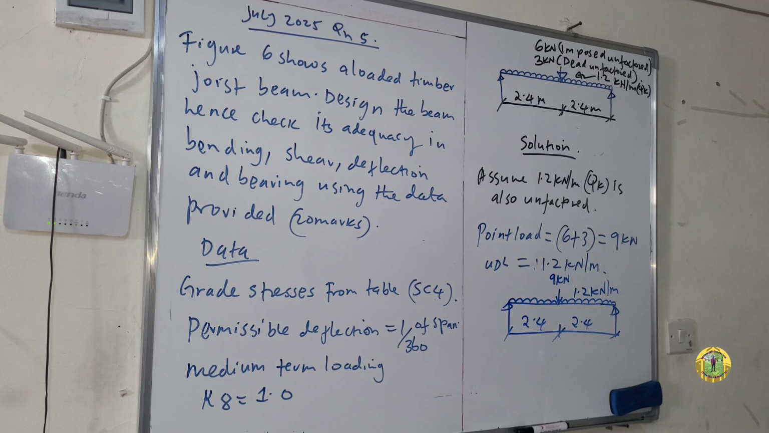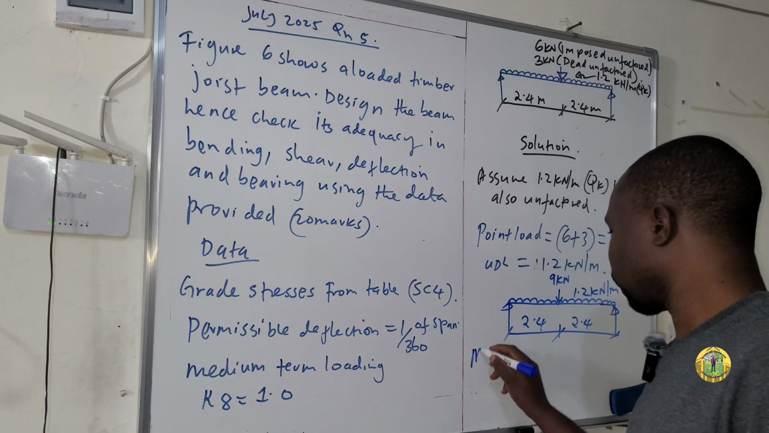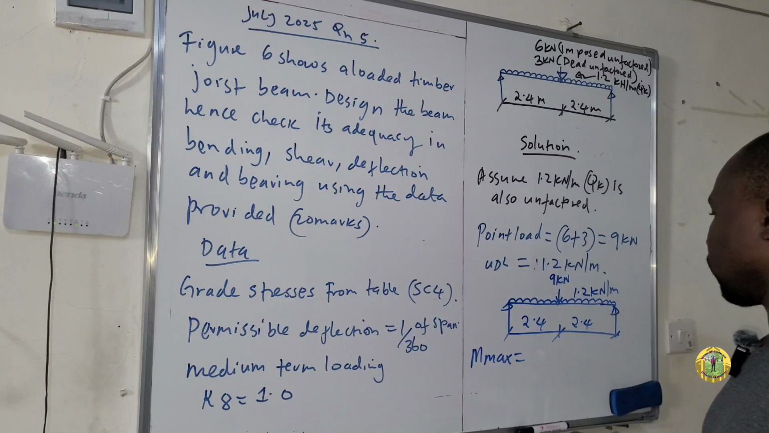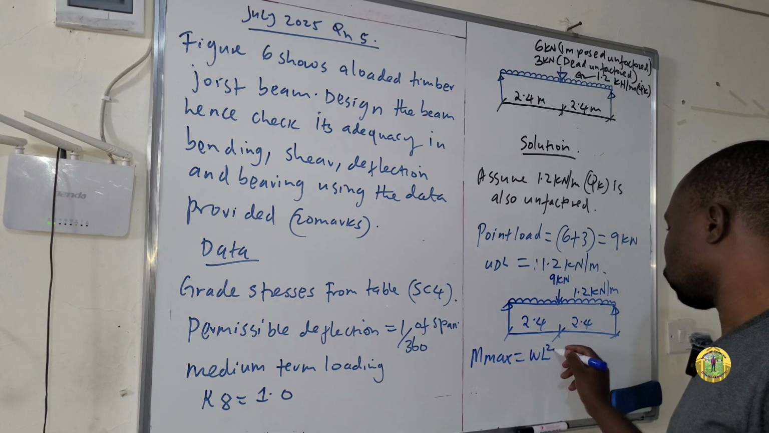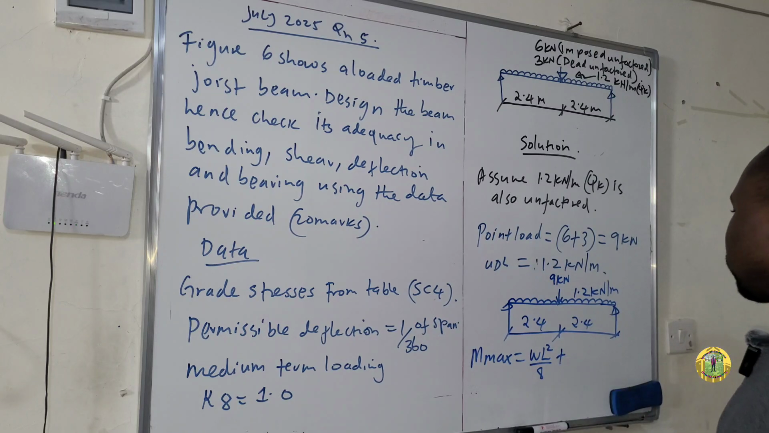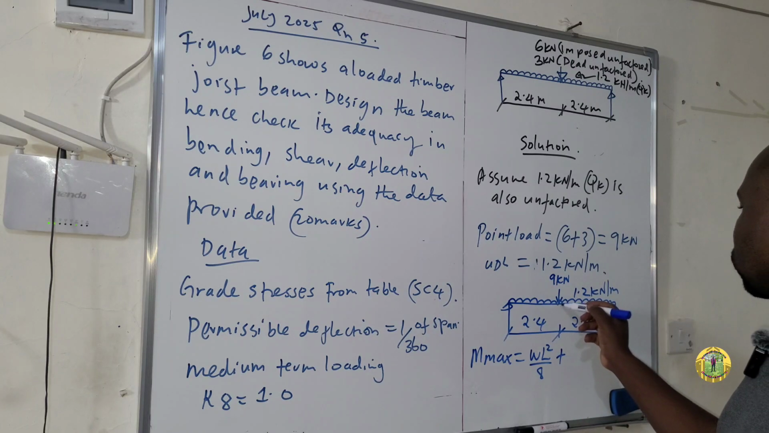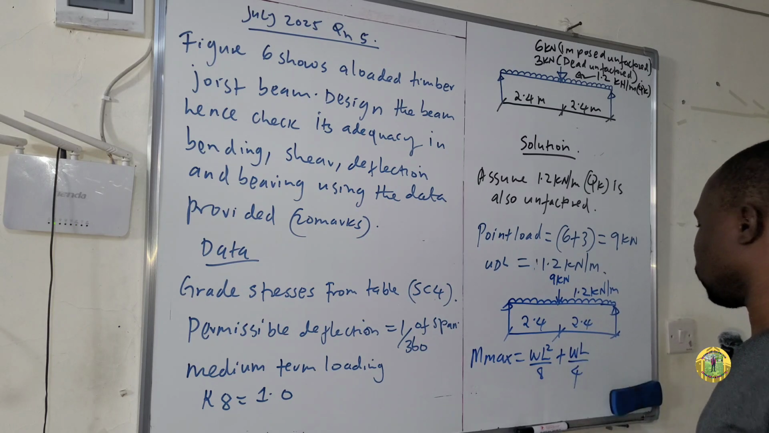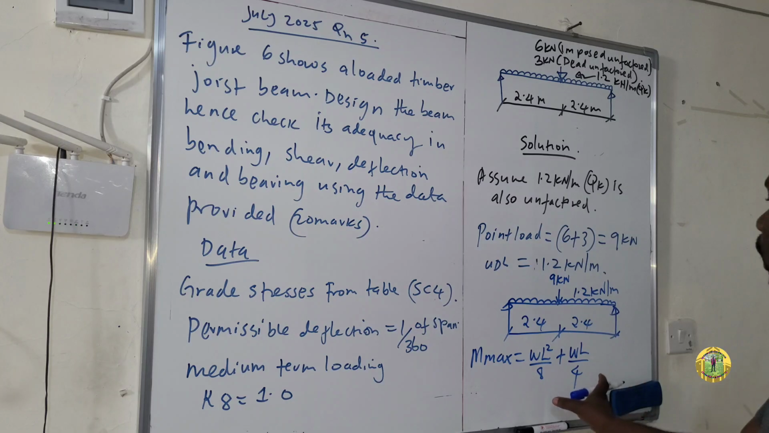Now, from this beam, you can calculate the maximum bending moment, or the maximum design moment. So M max will be given, if we start with UDL, the formula is W L square all over 8. And then we come to the concentrated load, which is a point load at the center of the beam. So this is WL all over 4. Remember, I'm using the formulas because the point load is at the center.